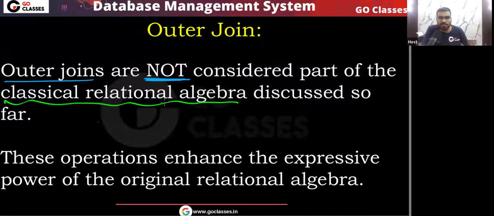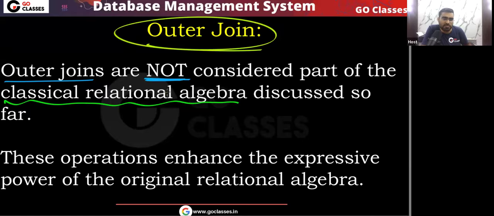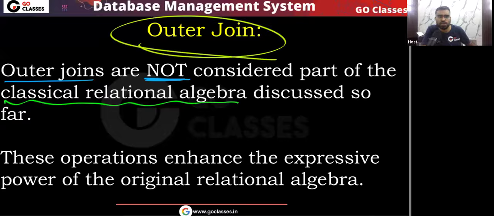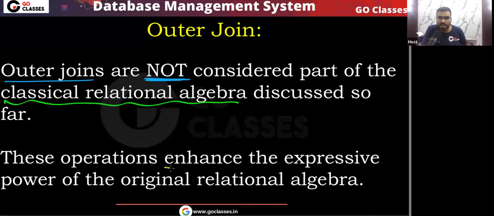So it means this outer join is improving the expressive power. Does it increase the power of relational algebra? Does it give you more power? Yes, because this can handle null values, or I can say this can introduce null values. So these operations enhance the expressive power of relational algebra. Original relational algebra does not have outer join.